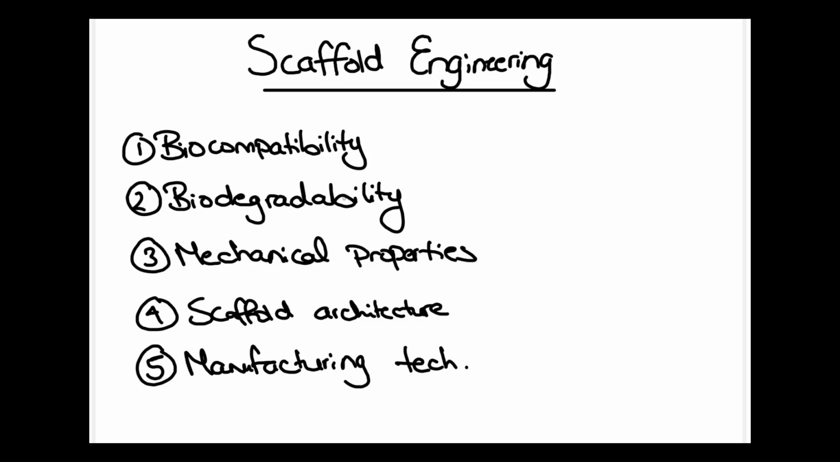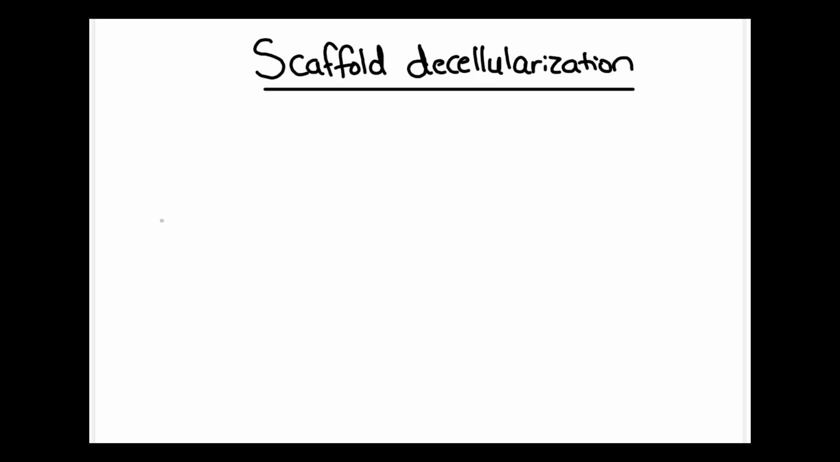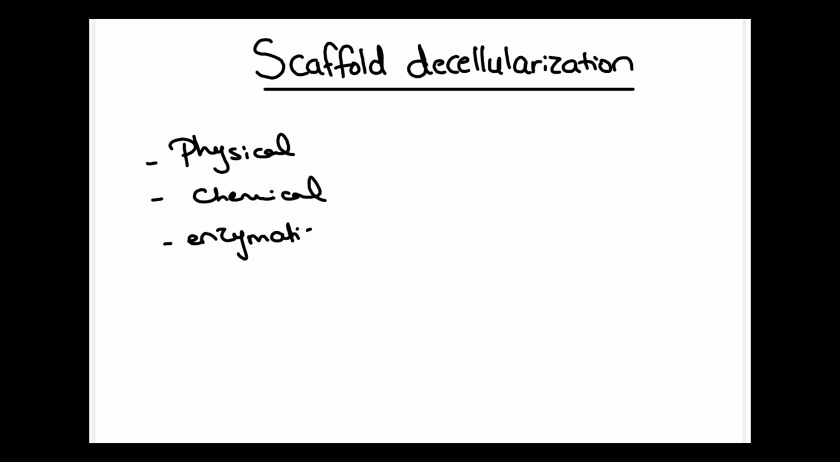Now regarding scaffold decellularization, depending on the tissue being processed, a decellularization strategy can include physical, chemical, and enzymatic treatments, all just to remove cellular antigens while also preserving the composition and organization of the native extracellular matrix.